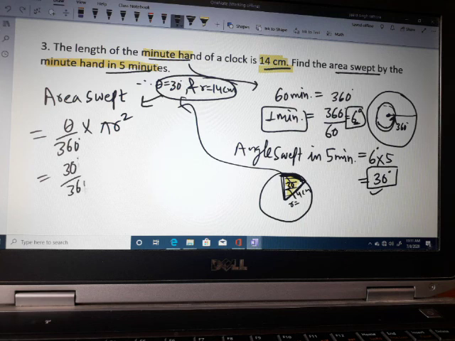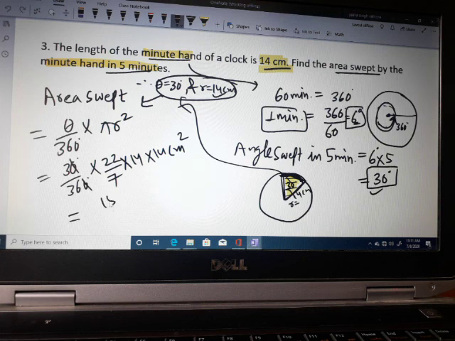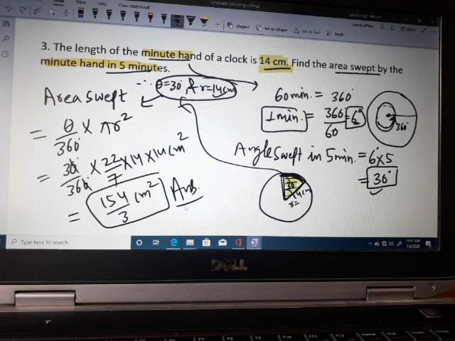Area is 30 upon 360 into pi r square, pi equal to 22 upon 7. What is the radius of the circle given? 14 centimeter. 14 square, so 14 into 14 centimeter square. After solving this, you will easily get the final answer. After solving, you will get 154 upon 3 centimeter square. This is your final answer.